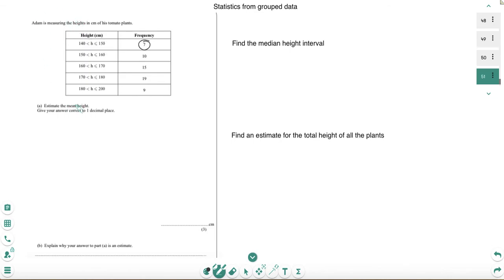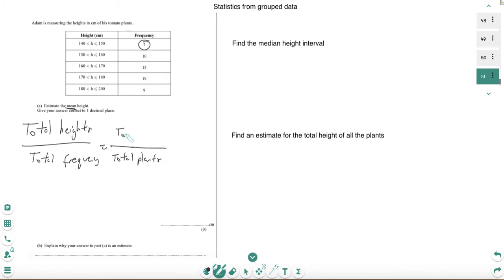Estimate the mean height. So remember, to find the mean from group data, first you have to find the total of all the heights over the total frequency, all right? In this case, the total frequency refers to the total number of plants. So total plants and total height.